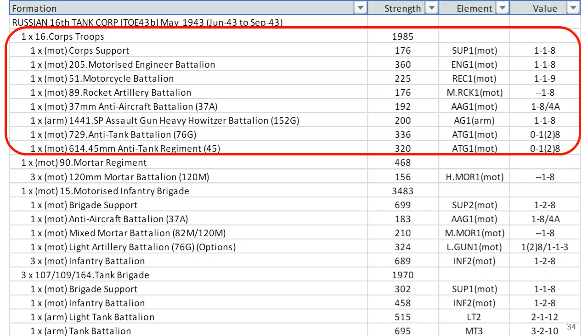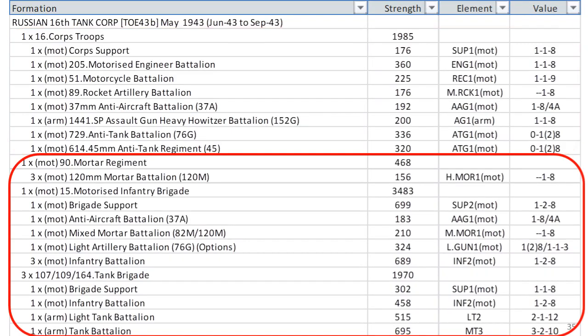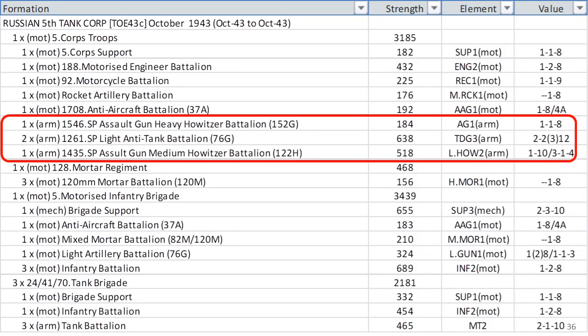We also see a 152mm assault gun battalion added as well. The rest of the corps structure was unchanged, with only minor equipment changes affecting anything. What is interesting is half the tanks the Russians fielded in the Tank Corps were light tanks. Moving forward to October 1943, this shows the 5th Tank Corps.